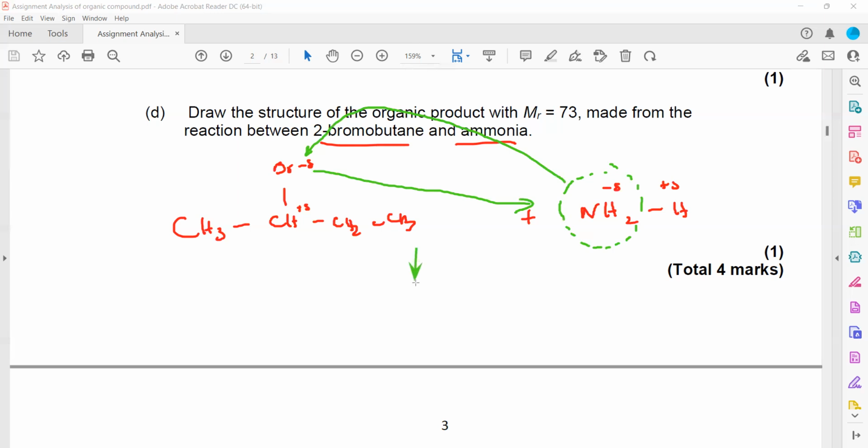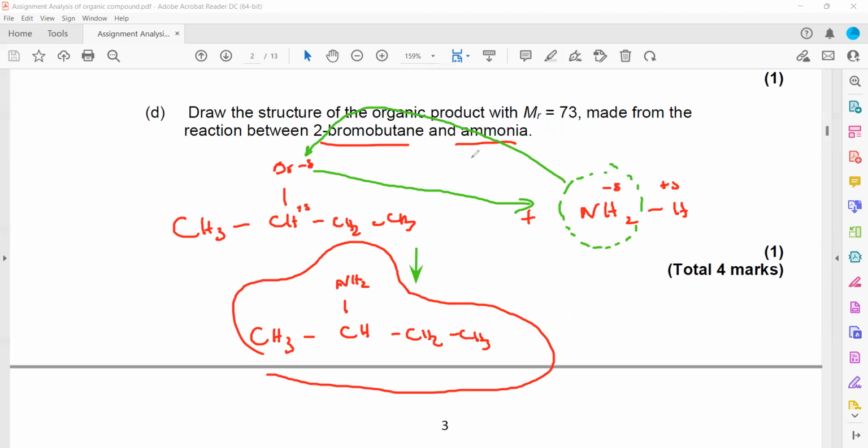Because we want the structure of the organic product, and there is another product, we have to state just the organic product in which the substitution reaction occurs. So the final product will be CH3, CH, with NH2 in place of the bromine, then CH2, CH3, plus hydrogen bromide or ammonium bromide. But we only need the organic product. For confirmation, when you find the relative molecular mass, it will come out as 73.